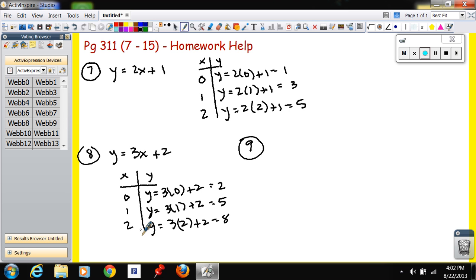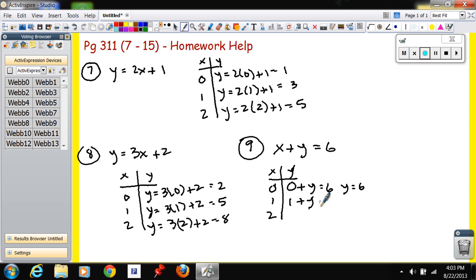Number 9, we have x plus y equals 6. So again, we want to do our input-output. So we get a 0, a 1, and a 2 for x. So 0 plus y equals 6. Y's got to equal 6, because 0 plus 6 equals 6. 1 plus y equals 6 would be 1 plus 5, so y's got to equal 5.